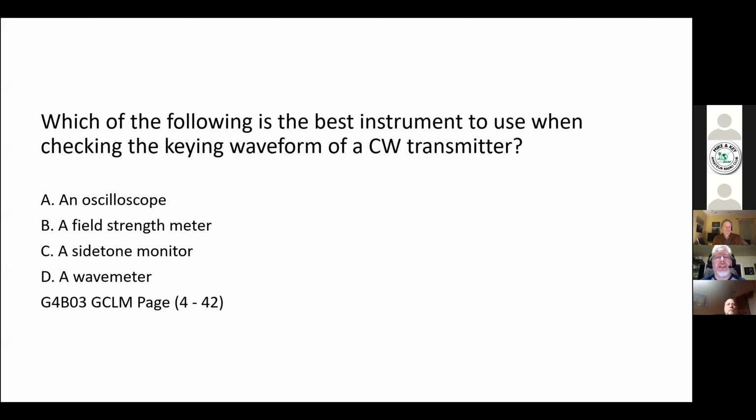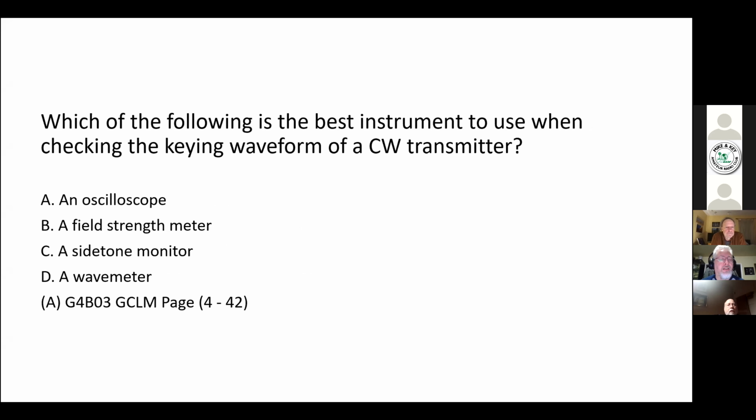Which of the following is the best instrument to use when checking the keying waveform of a CW transmitter? A, an oscilloscope. B, a field strength meter. C, a side tone monitor. Or D, a wave meter? Alpha.